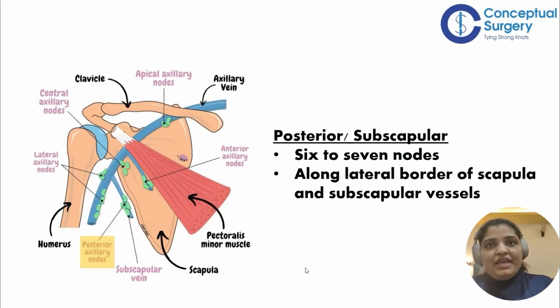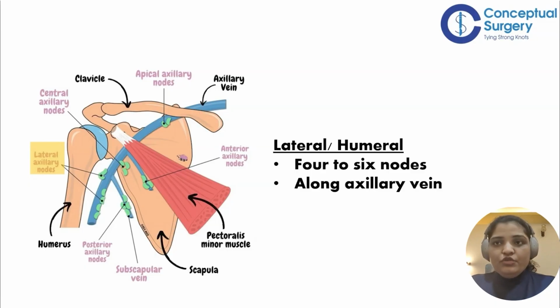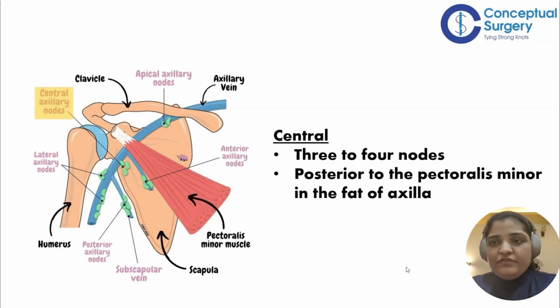Then we have the lateral axillary lymph nodes, also called the humeral lymph nodes. These again are 4 to 6 nodes and are located along the axillary vein. You palpate them against the humeral head in the axilla or on the lateral aspect. Then we have the central group of lymph nodes. These are deep and they lie posterior to the pectoralis minor muscle in the fat of the axilla. These again are 3 to 4 lymph nodes.